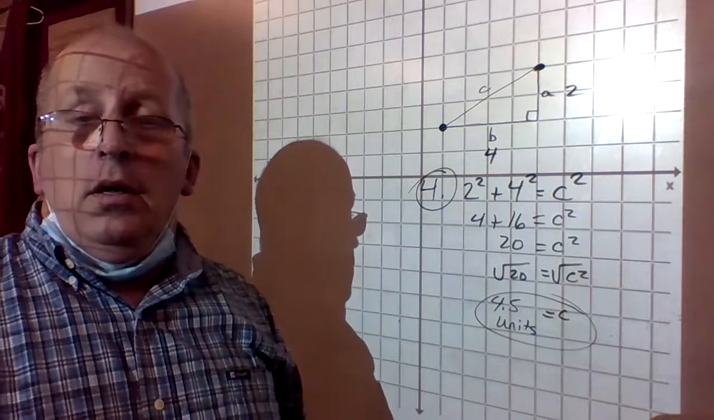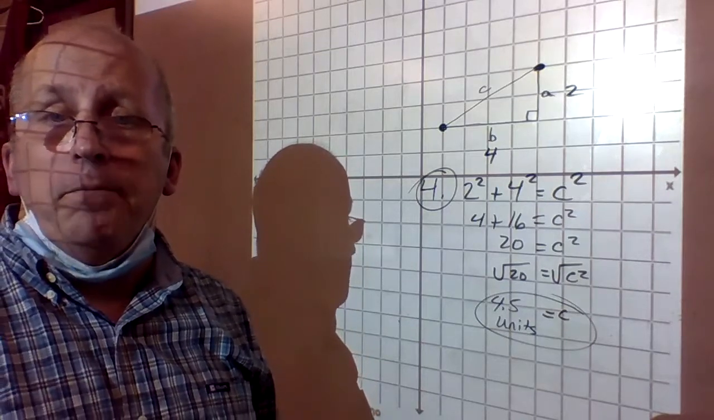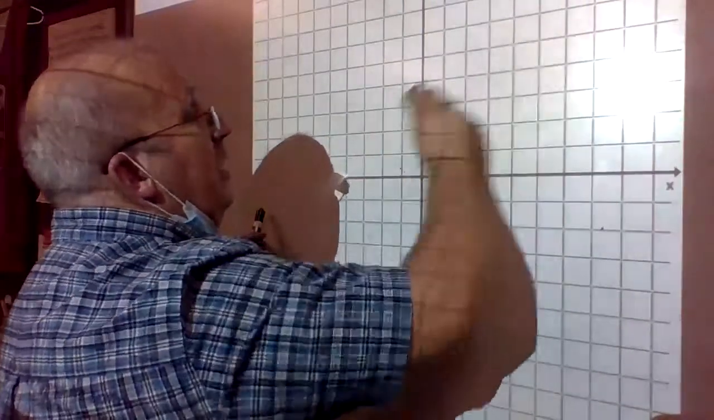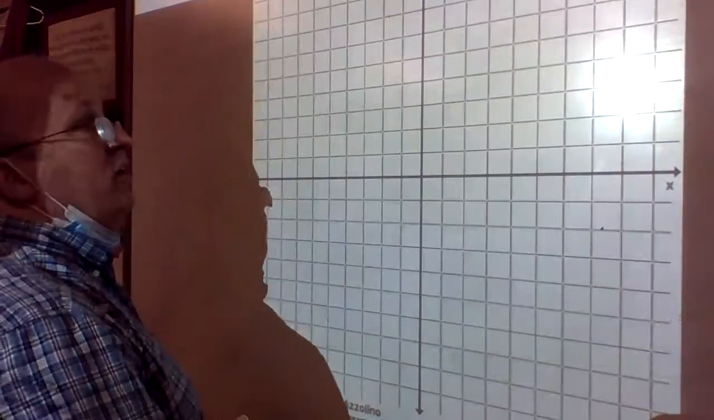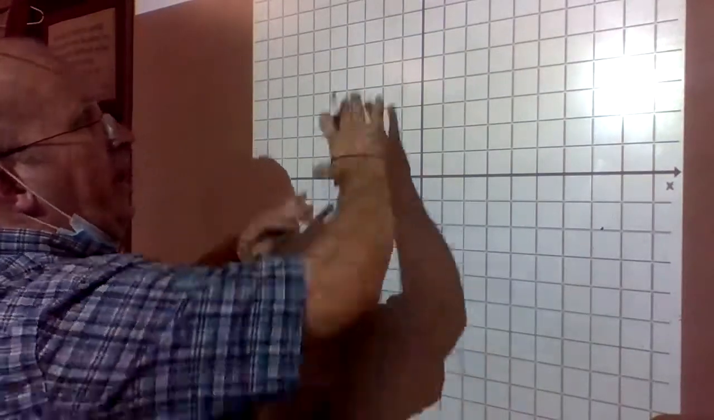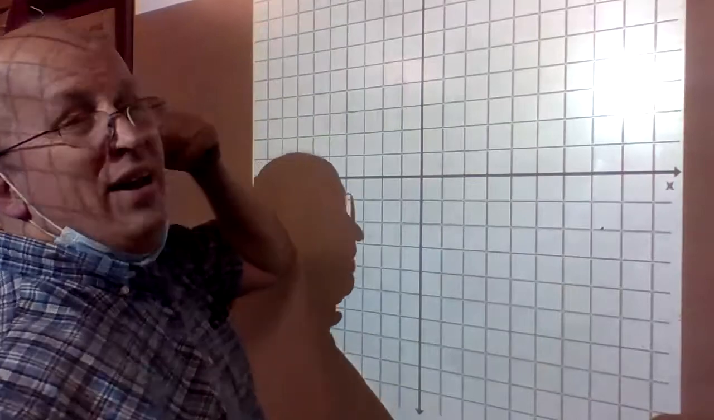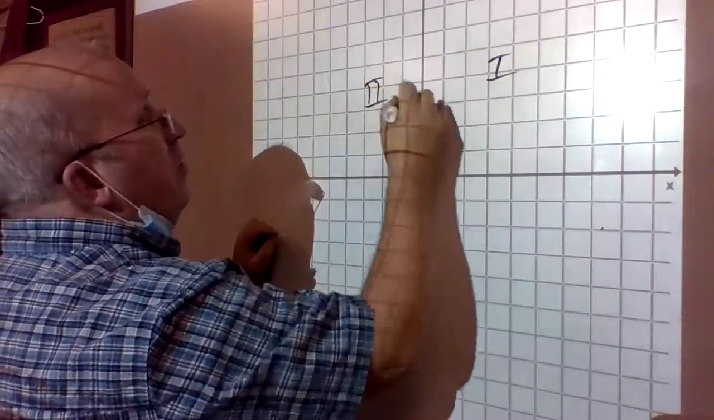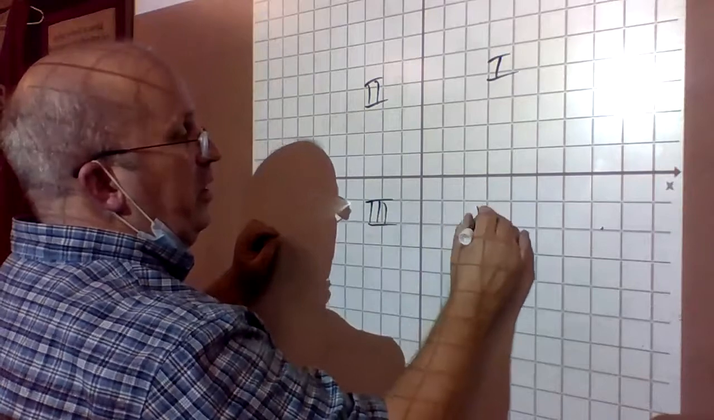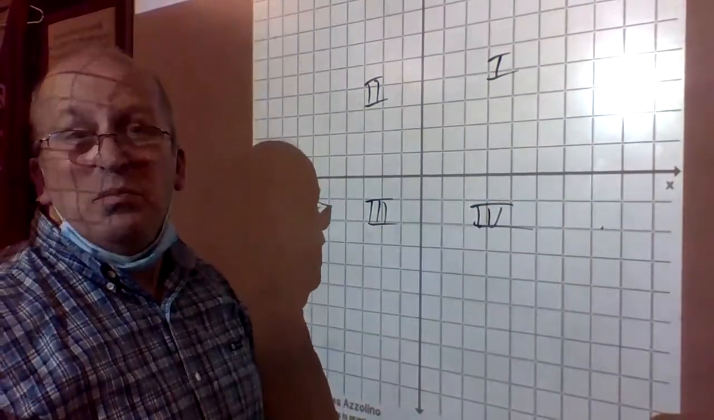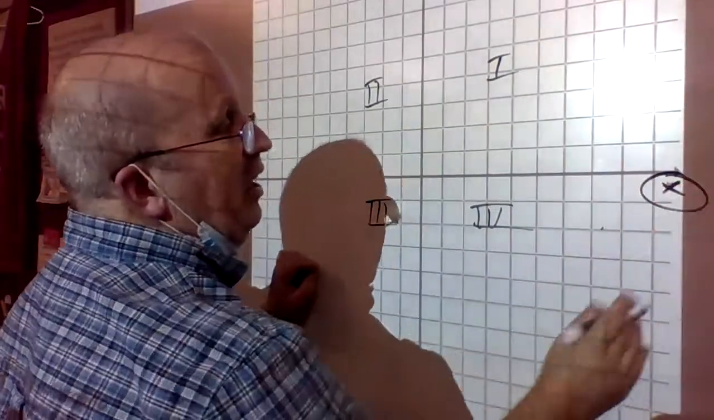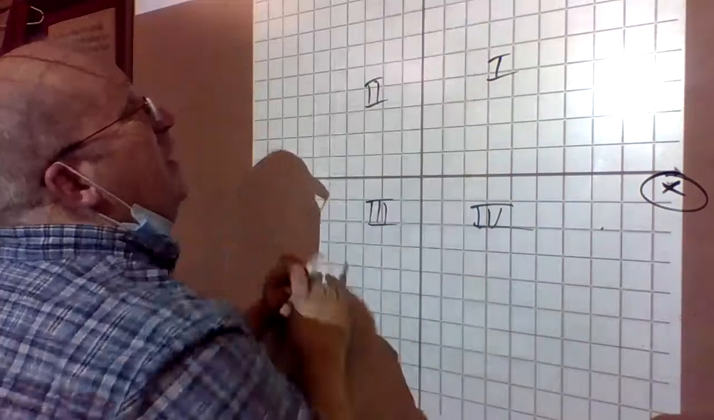Now, what I want to do next is make sure you remember how to identify locations on a graph. First of all, the quadrants. Where are the quadrants on this? If you remember that this is quadrant 1, this is quadrant 2, this is 3, and this is 4, that's awesome. Quadrant 1, 2, 3, and 4. This is our x-axis. See the x there? Our y-axis up there. Got it?